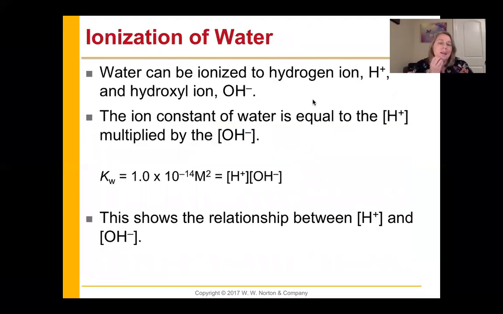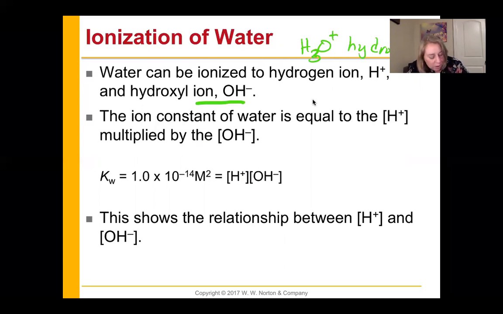So we're going to talk next about the ionization of water. So water can be ionized to the hydrogen ion, but we're not going to say the hydrogen ion, right? Well, you can, but you have to know hydrogen ion does not exist in nature, right? They're actually hydrated to form hydronium. So this is hydronium ions, right? And then if you're forming hydronium ions, you are also forming hydroxyl ions, so OH minus.